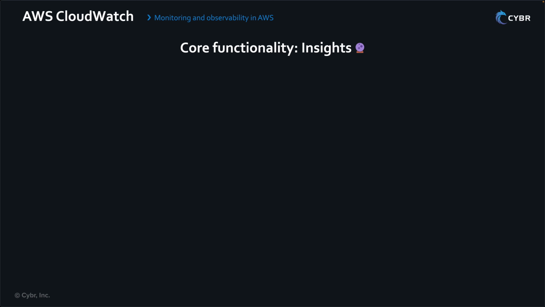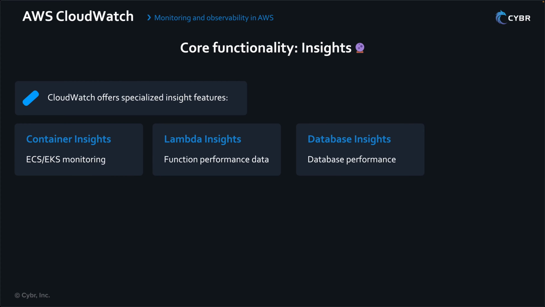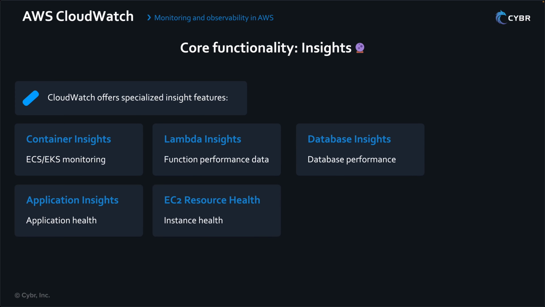The last core functionality I'll mention before we move on with some real-world examples is CloudWatch Insights. So CloudWatch actually has several specialized insight features. Things like container insights for ECS and EKS monitoring, Lambda insights for detailed function performance data, database insights, application insights, and even EC2 resource health insights. So just keep in mind that we have this functionality as well.